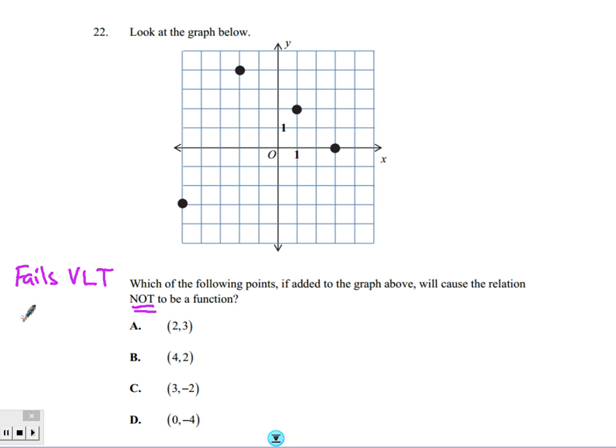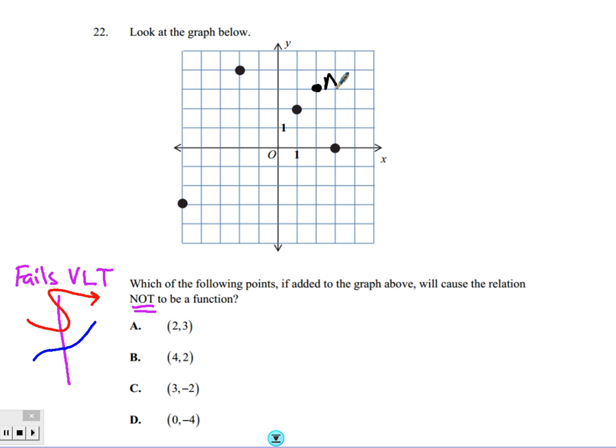Okay, so let's consider that. Let's maybe plot our points A, B, C, D and see which one will make us fail that vertical line test. So failing the vertical line test means our function, say our function is in blue, if our function just hits once as it moves vertically, it passes. But if in red it hits twice or 3 times, then it would fail. All right, so the point 2, 3, that point would not affect it. It still passes the vertical line test.